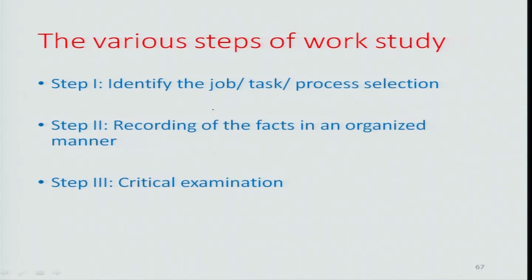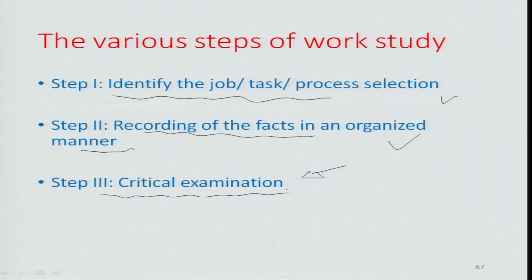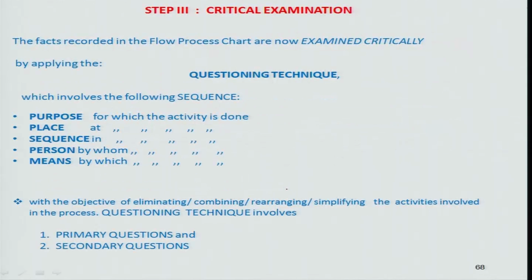So far we have covered these two tasks. One is identifying the job task process, another is recording the facts in an organized manner. The third thing which remains is critical examination, because once you have recorded information as in step 2, you need to look at that recorded information and take some decisions and suggest some alternatives, so that there is a change in the overall operating parameters, so that you have optimization carried out.